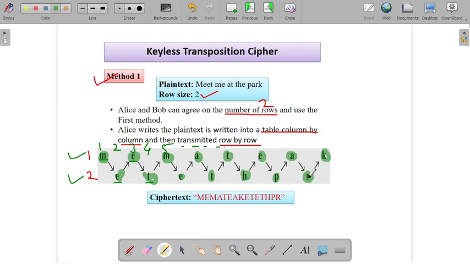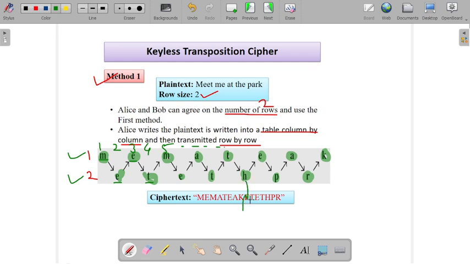Likewise, we have to write all our characters. So this is our method number 1. So what we have done with this method? First of all, we have to write the characters column by column and we have to read all the letters row by row. Then we got our ciphertext letters. So M, E, M, A, T, E, A, K. This is our row number 1.